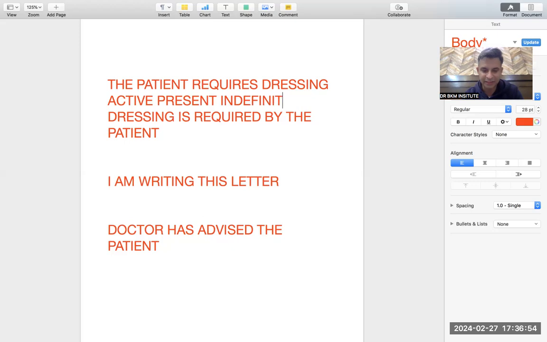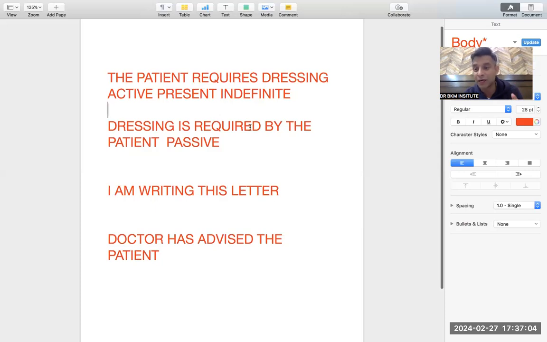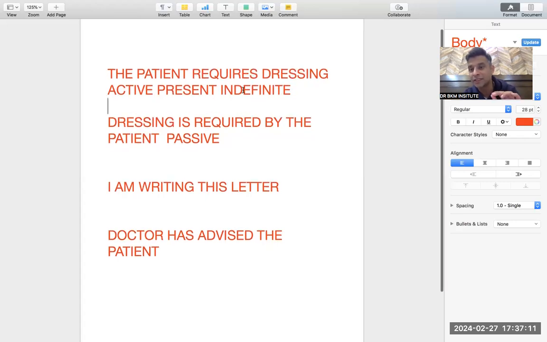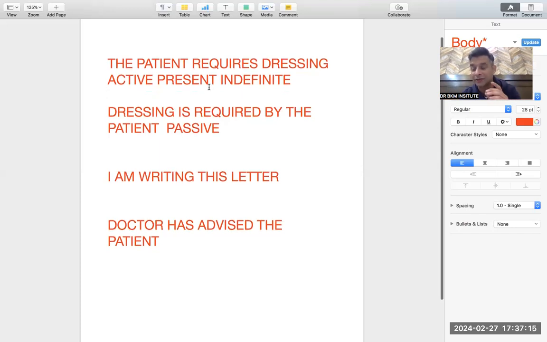Please understand this normal concept. This is also present indefinite, but it is a passive voice. Tense is same. Patient requires dressing. Dressing is required by the patient. Both are exactly same. There is no difference. The only difference is in the method of writing it. One is passive, one is active. There is no difference in the two lines.